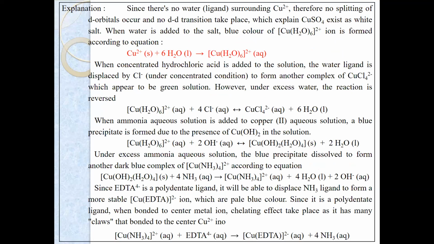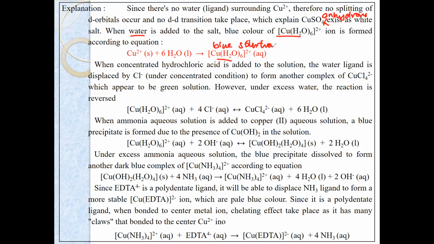So when there is no water ligand surrounding, there is no splitting of the d orbitals, so no d-d transition takes place, which explains copper sulfate anhydrous. Copper sulfate here must be anhydrous. The word anhydrous means no water, which means it has not yet formed complexes. So when some water is added, you form [Cu(H2O)6]2+. This is the one that causes the blue solution.